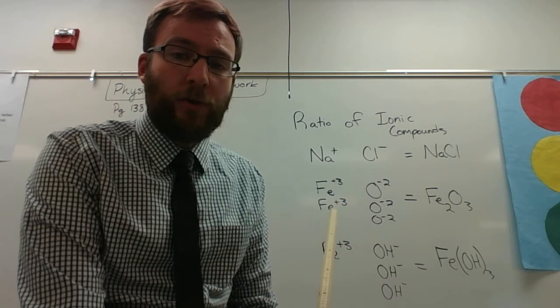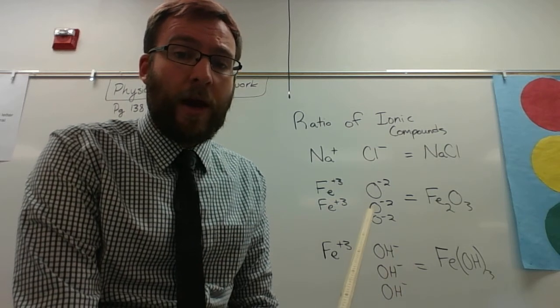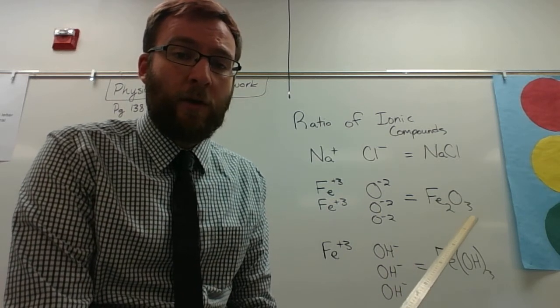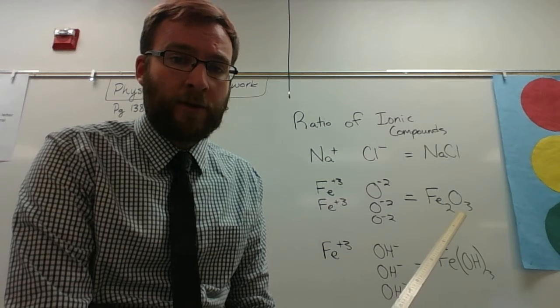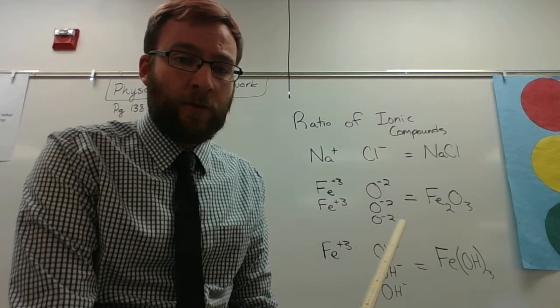So in the end, I needed 2 irons. So that's why I wrote a little 2 over here below. And then I needed 3 oxygen. So that's why I wrote a little 3 below the oxygen. And that would be the correct formula for iron 3 oxide.